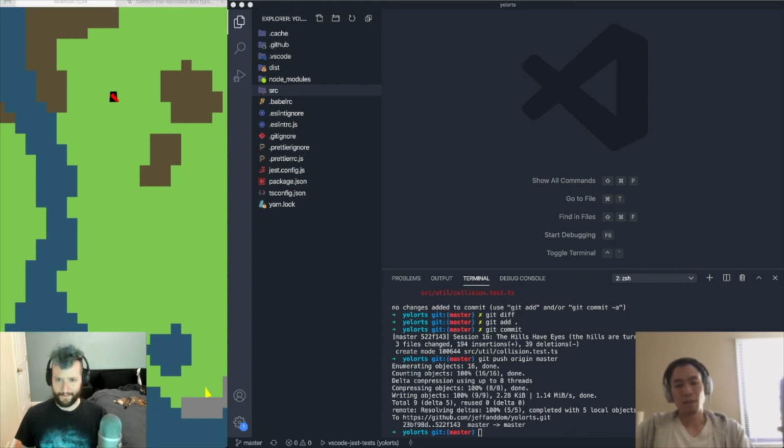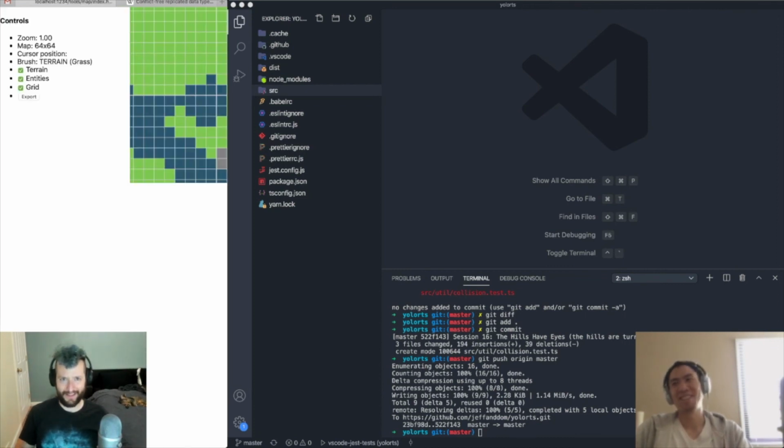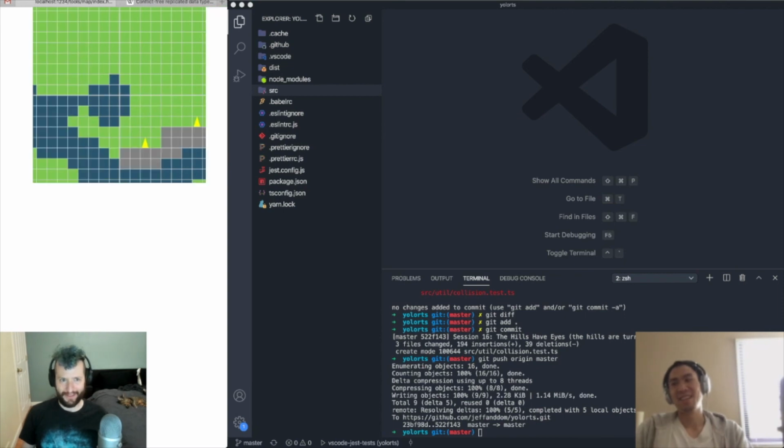What's exciting to me is that we could literally make Figma with our level design tool. How awesome would it be if our level design tool was also multiplayer, like we're working on the same map at the same time? That would be dope. That's actually really cool. Yeah. Okay. Sold.